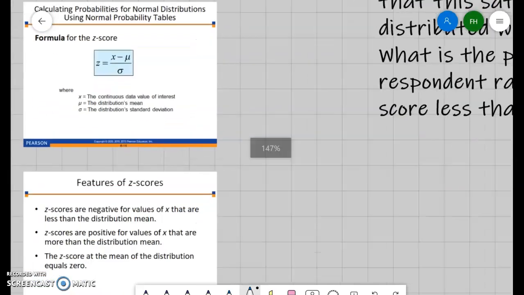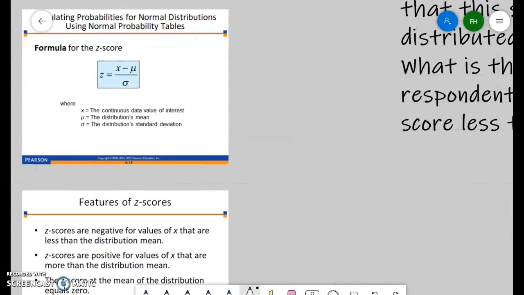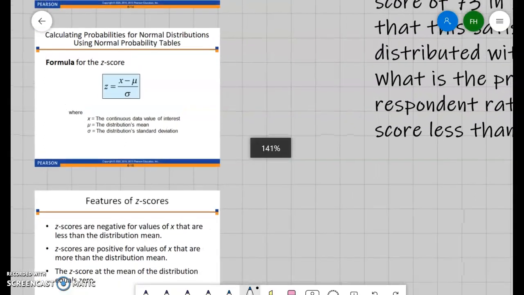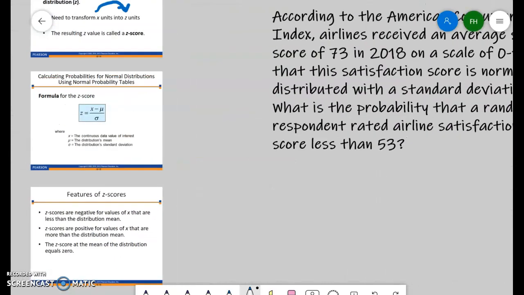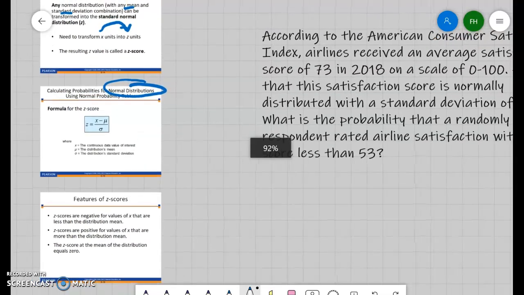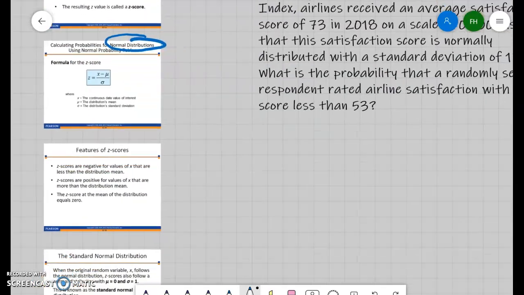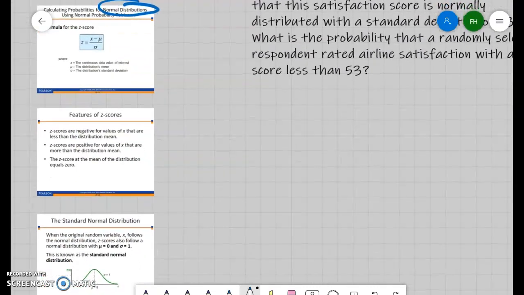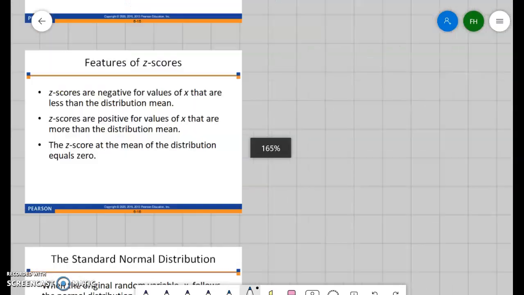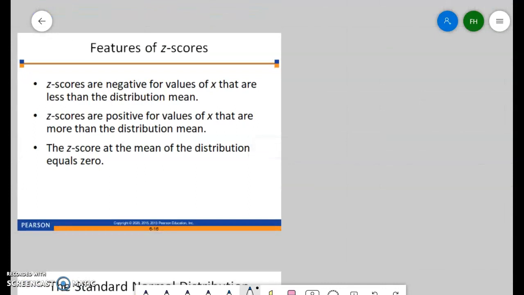And here's the formula. We're going to take x and we're going to subtract the mean. We're going to divide by the standard deviation. And keep in mind we're talking about, in this video, normally distributed data. So like a bell-shaped curve. Very important to know, z-scores.